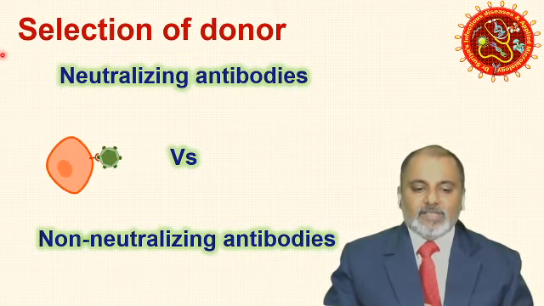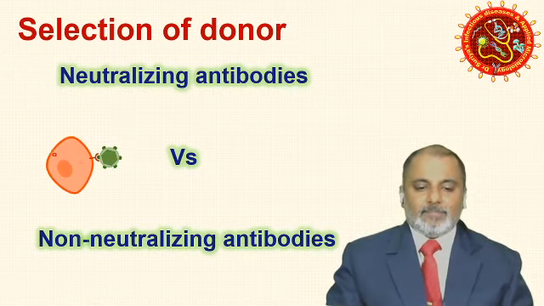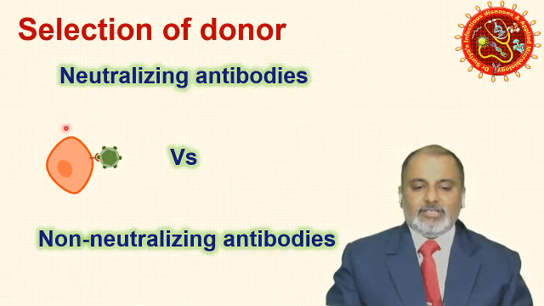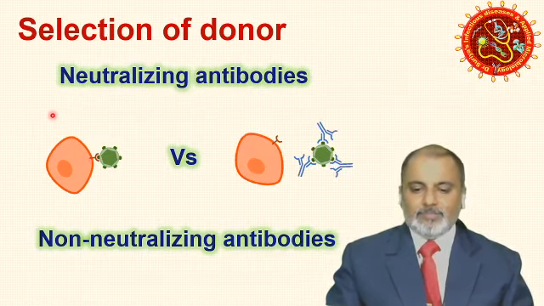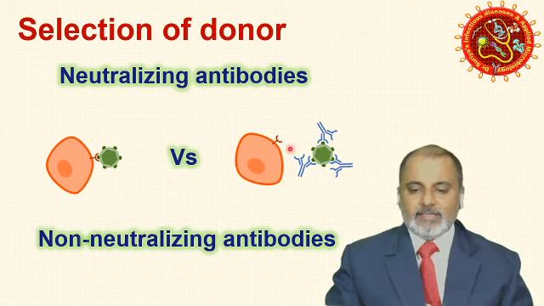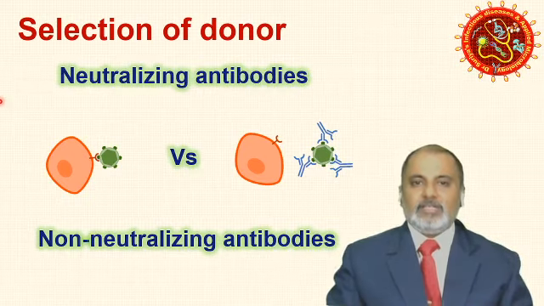For example, this is the cell, this is the virus. It will attach. Where if you use the neutralizing antibodies, they'll go and neutralize the virus. They prevent the binding. Once the binding got prevented, there is no infectivity.